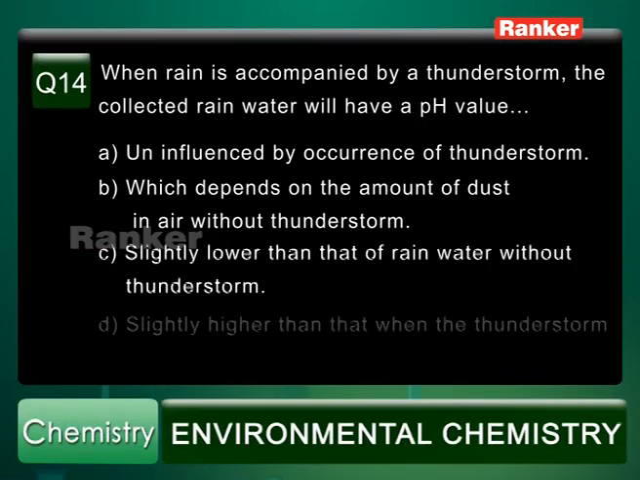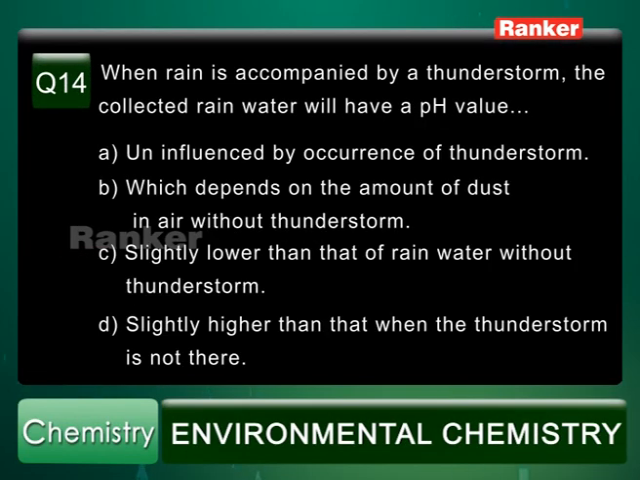When rain is accompanied by a thunderstorm, the collected rainwater will have a pH value. Option A, uninfluenced by occurrence of thunderstorm. B, which depends on the amount of the dust in air without thunderstorm. C, slightly lower than that of rainwater without thunderstorm. And D option, slightly higher than that when the thunderstorm is not there.